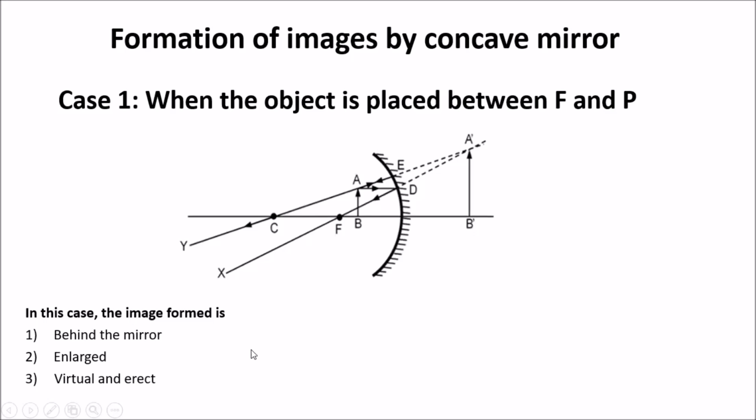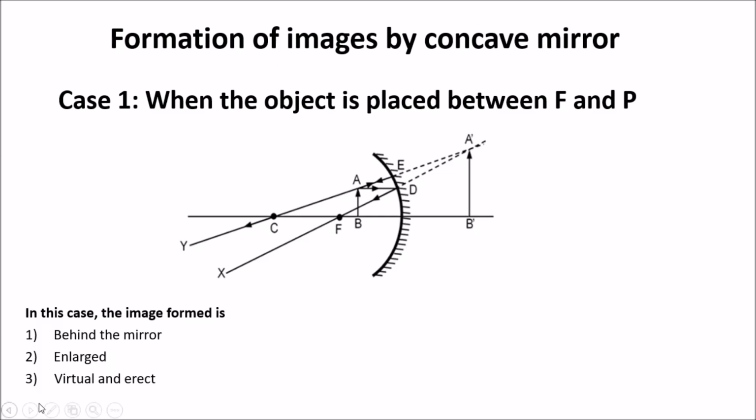In this case, the image formed is behind the mirror. We have seen this. Enlarged, you can see the size is magnified here. The object was AB and the image formed is A dash B dash, which is having magnification greater than the object, and we can see it's behind the mirror, so it's a virtual and erect image. So this is your case 1.